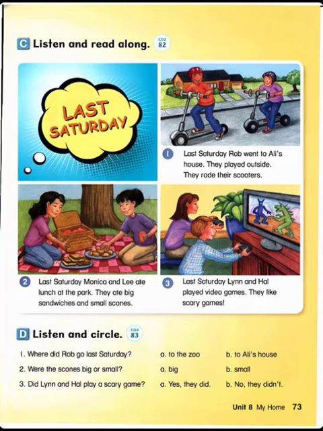Page 73. D. Listen and circle. Number 1. Where did Rob go last Saturday? Number 2. Were the scones big or small? Number 3. Did Lynn and Hal play a scary game?